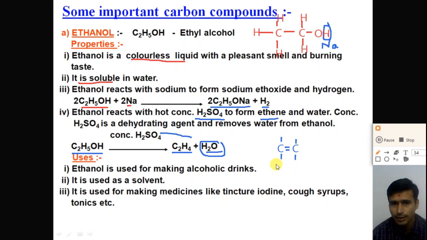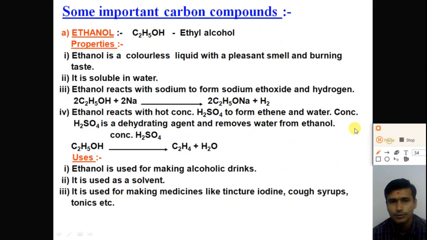So ethanol reacts with hot concentrated sulfuric acid, H2SO4, to form ethene and water. The water is removed from ethanol because concentrated sulfuric acid is used as a dehydrating agent, right? So dear students, understand all these properties of ethanol, or ethyl alcohol. The first property: ethanol is a colorless liquid with a pleasant smell and a burning taste. The second property is that it is soluble in water.